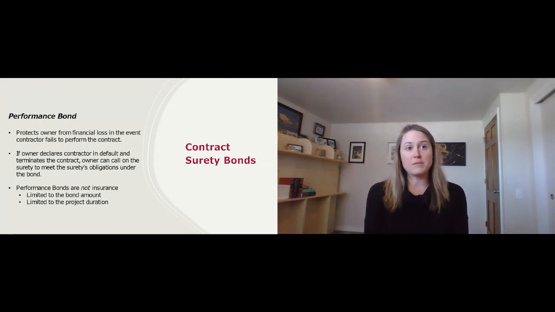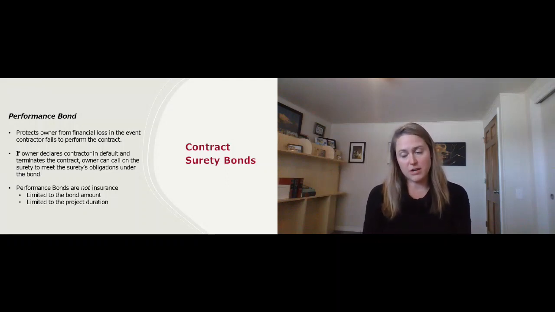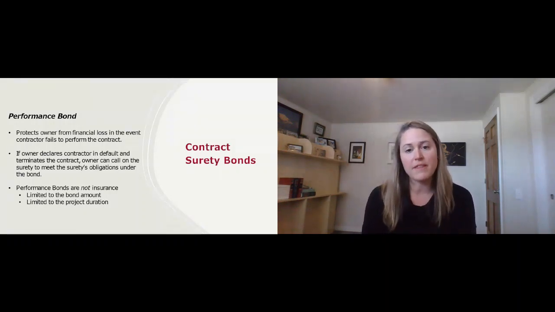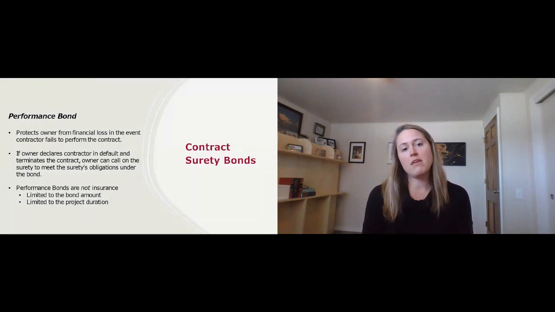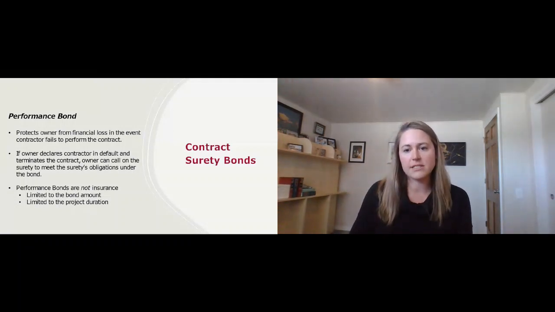But as I said, performance bonds are not insurance. Unlike insurance, they're limited to the actual bond amount. And they're limited to the project duration. Whereas with insurance, if you have insurance during a project and you get sued 2 years after the project is complete, that insurance would still be covering that work. So bonds are a little bit more limited, and it's a different context.